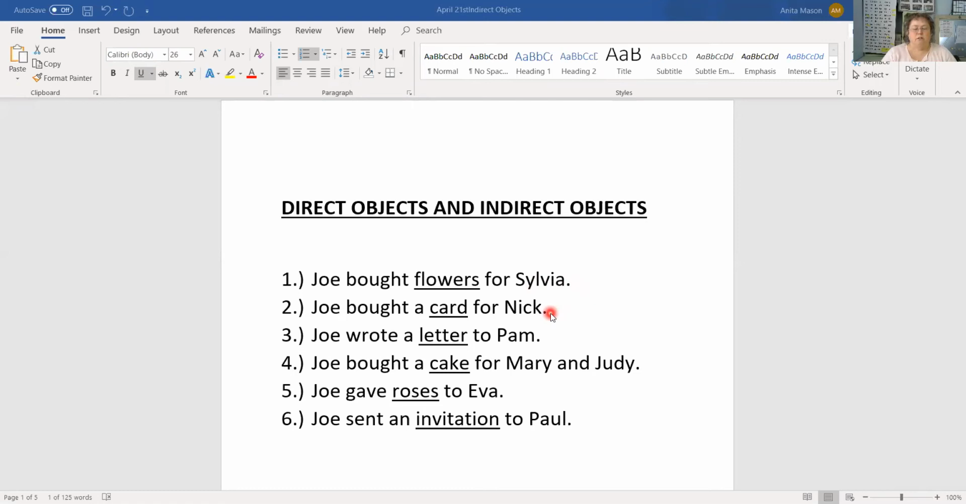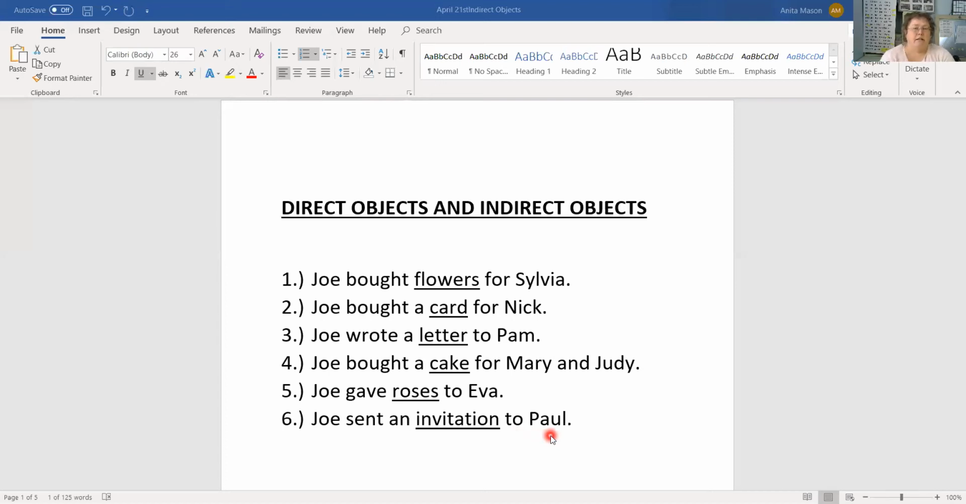Joe bought a card for Nick. Nick is the indirect object. He will receive the card. So he's not like the primary in the primary action. He's just going to receive the end result. Joe wrote a letter to Pam. Pam is the indirect object. Joe bought a cake for Mary and Judy. So Mary and Judy are the indirect object. Joe gave roses to Eva. So Eva is the indirect object. Joe sent an invitation to Paul. So Paul is the indirect object.